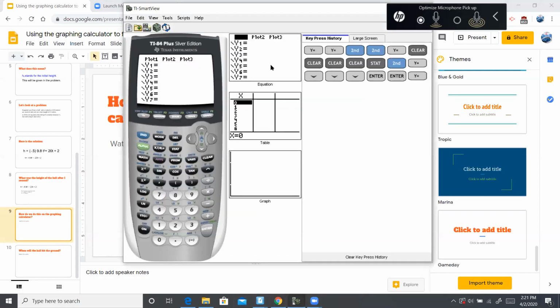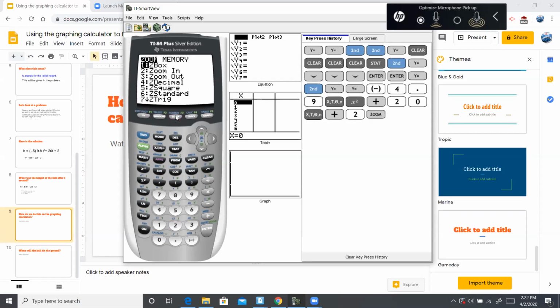So we'll go here. You want to go to Y equals, and make sure all your plots are turned off. How do I do that? Go to second, Y equals, right down here, click this and it turns the plots off. So we're going to go to Y equals. We are going to type in negative 4.9. We don't have a t, so we're going to use x instead. So right here we're going to go x, then squared, plus 20x plus 2. So you're going to type that in your calculator.